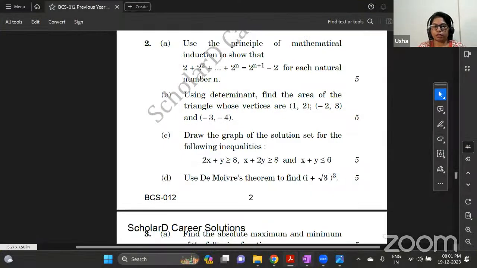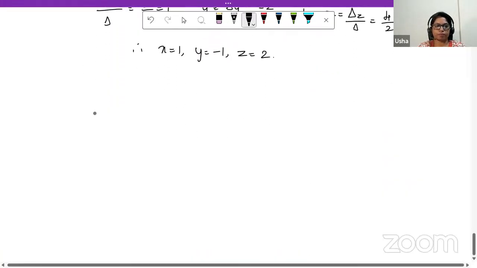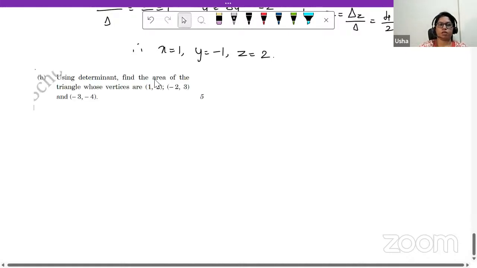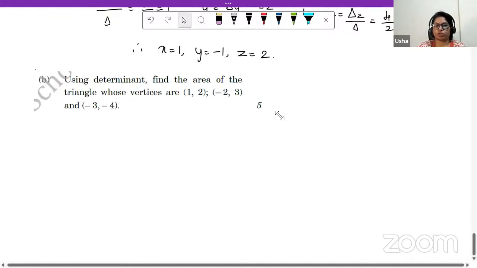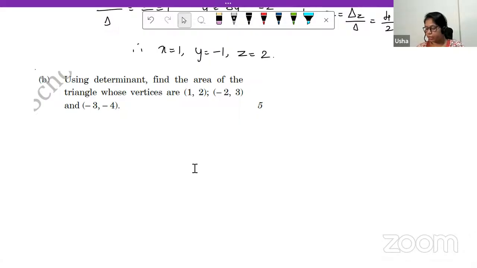Finding area of a triangle whose vertices are given, using determinant. There are two ways to find area of a triangle whose vertices are given. One is you have a formula. I think that formula is not there for you. Another one is using determinant. So to find area of triangle using determinant, you will have to take the last column as 1, 1, 1. And then the first and second column will be the values given.